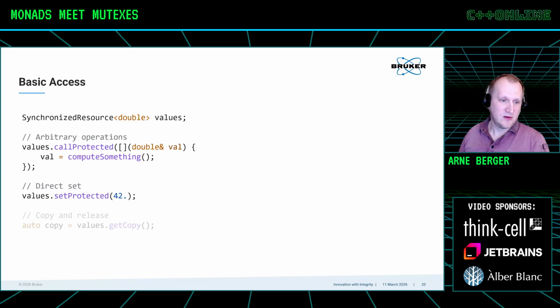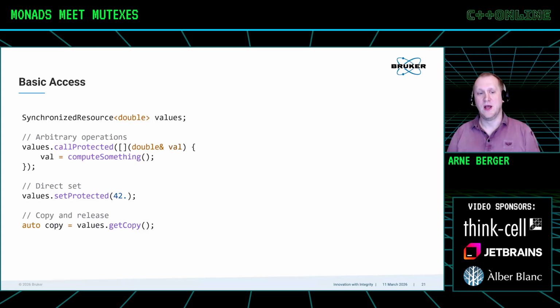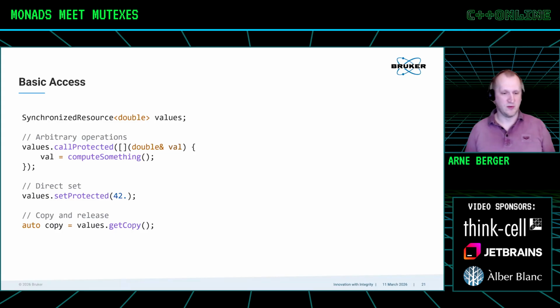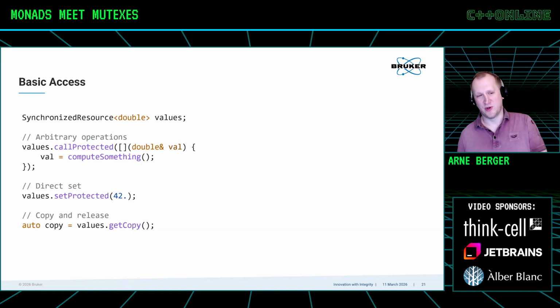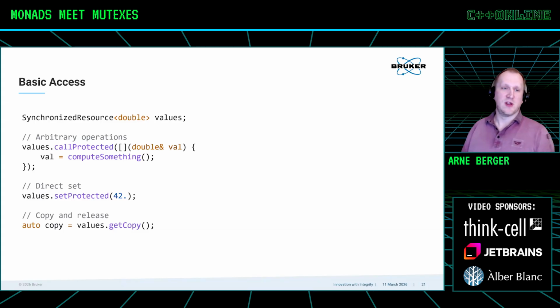That's quite straightforward. The setter is also quite straightforward. We just call it set protected. It goes in there, locks the mutex, and modifies the value. And also getting a copy out of it is the same. Lock the mutex, copy the thing out, and then go on. So that's the retrieval, but that's not all of the retrieval, because sometimes we just don't want a copy. We need a reference, for example.